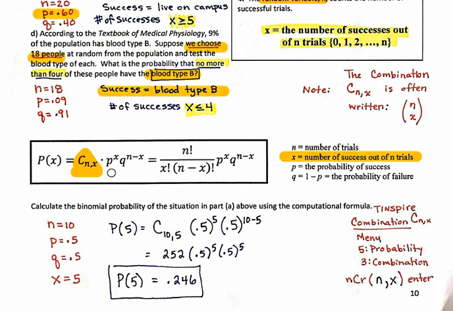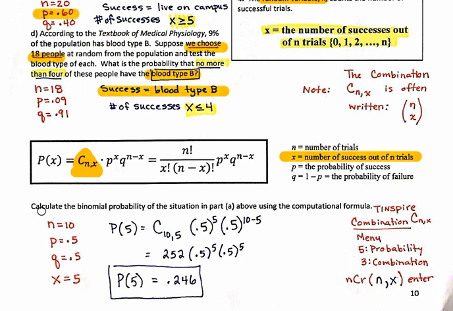The next part is the probability of success to the x power. So if I know I'm going to have a certain number of successes, then that's the probability of that occurring that many times. And the same thing for failure, the probability of failure to the n minus x. So that's the rest. Okay?